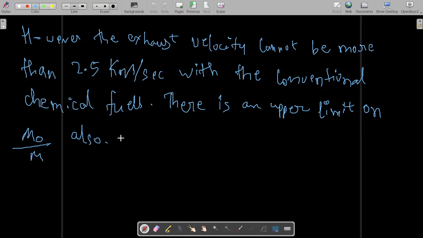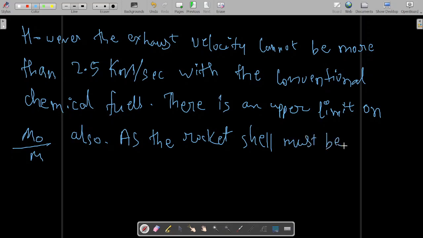As the rocket shell must be strong enough to hold the fuel.